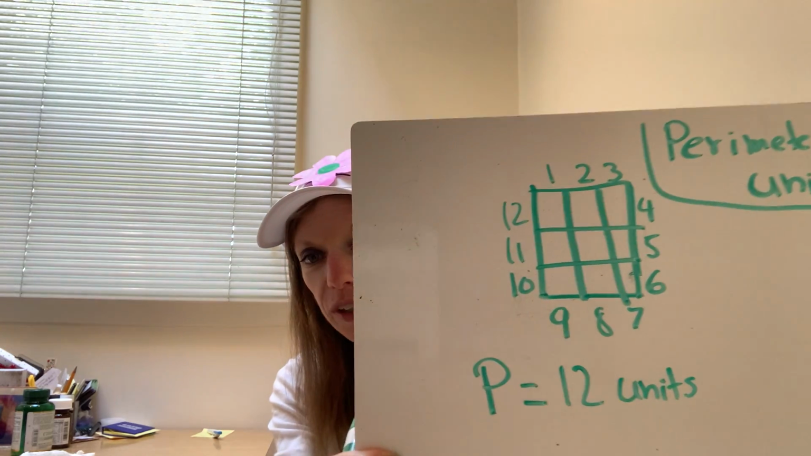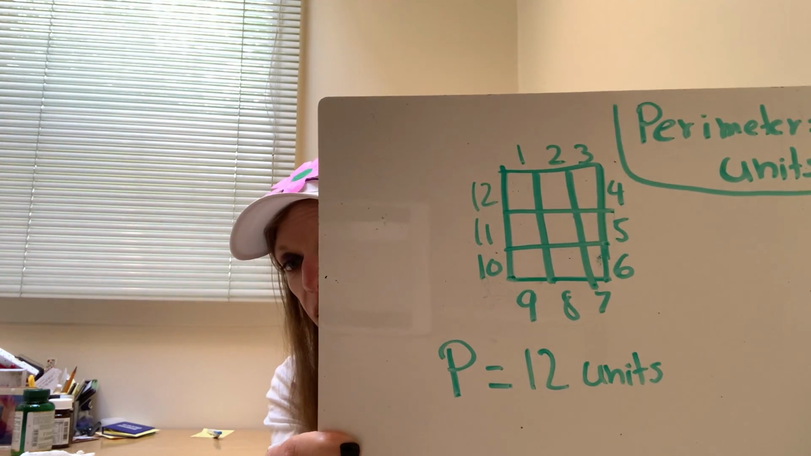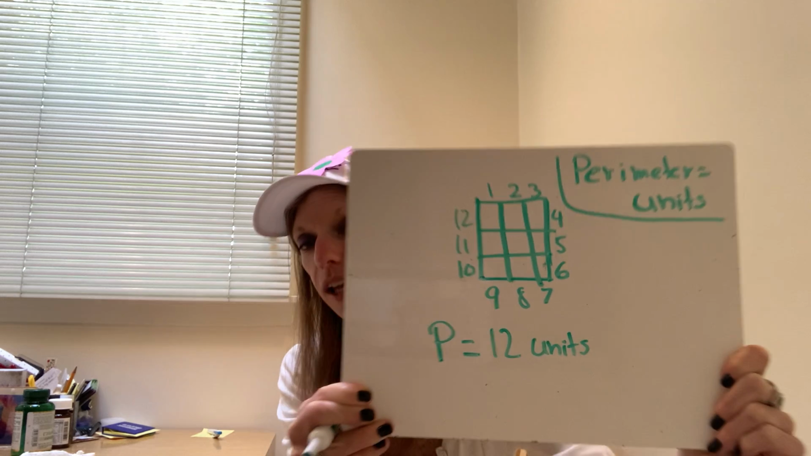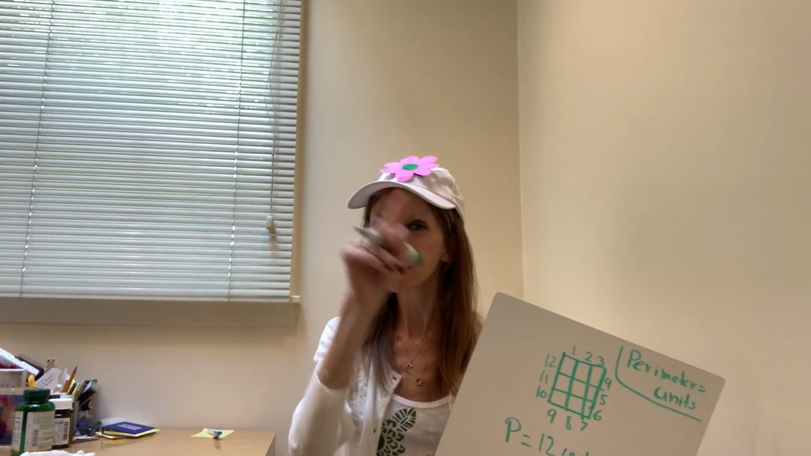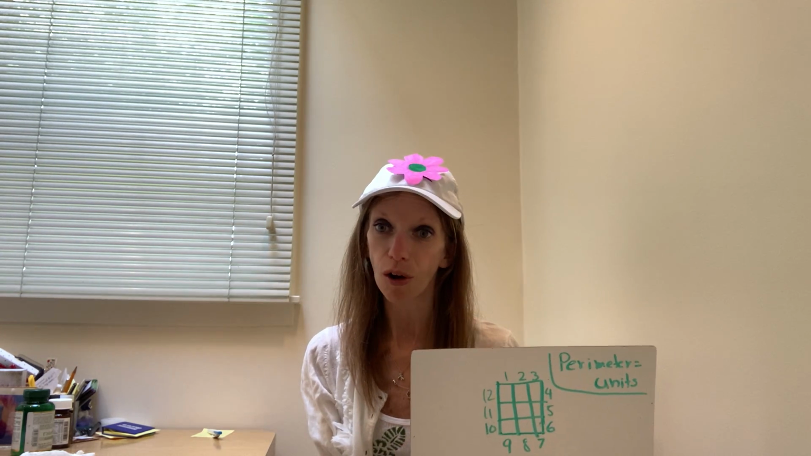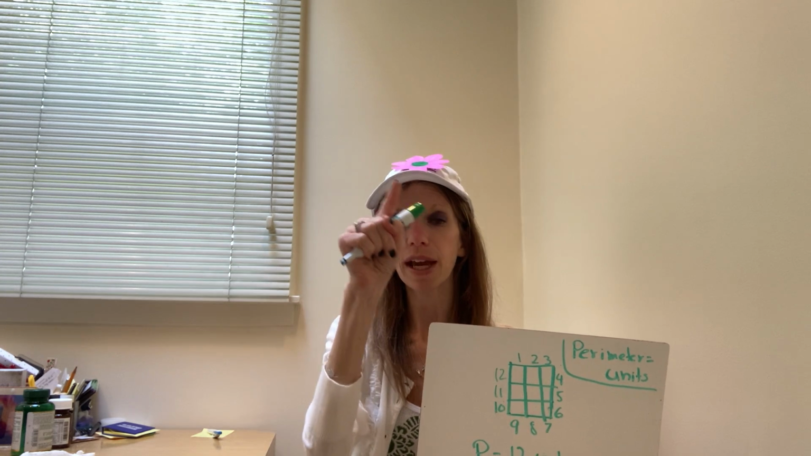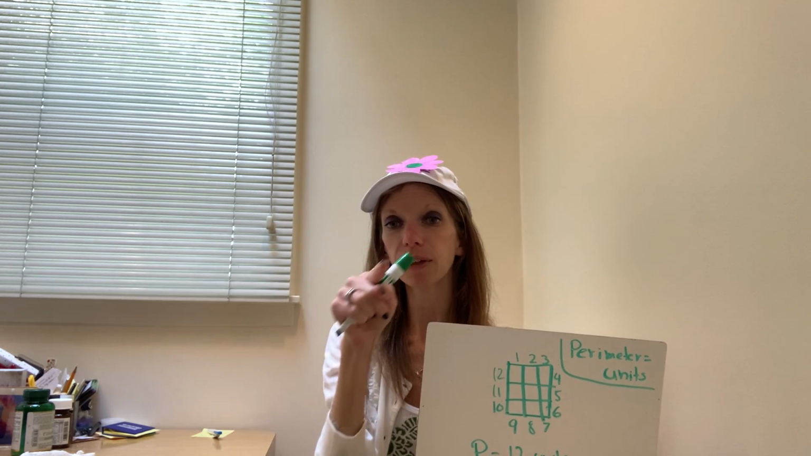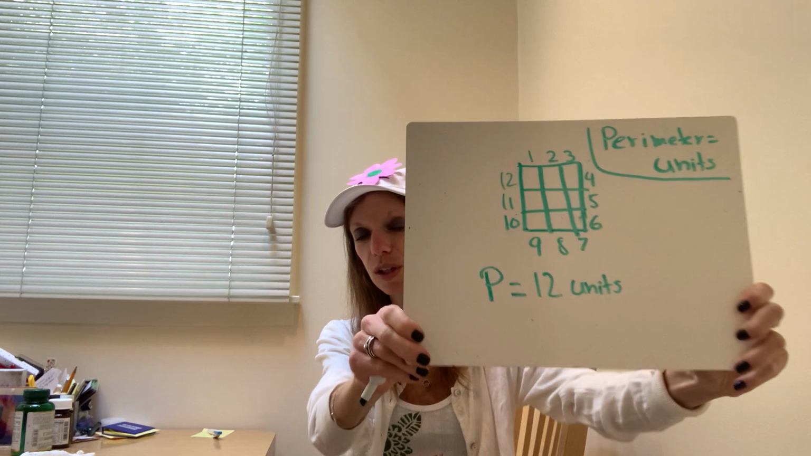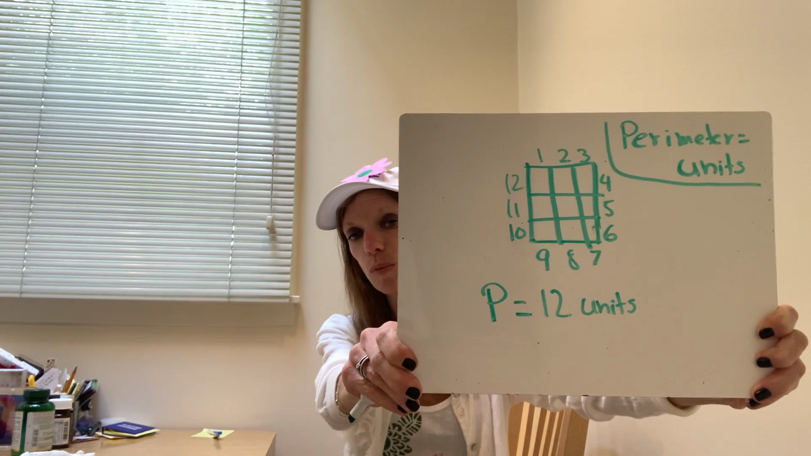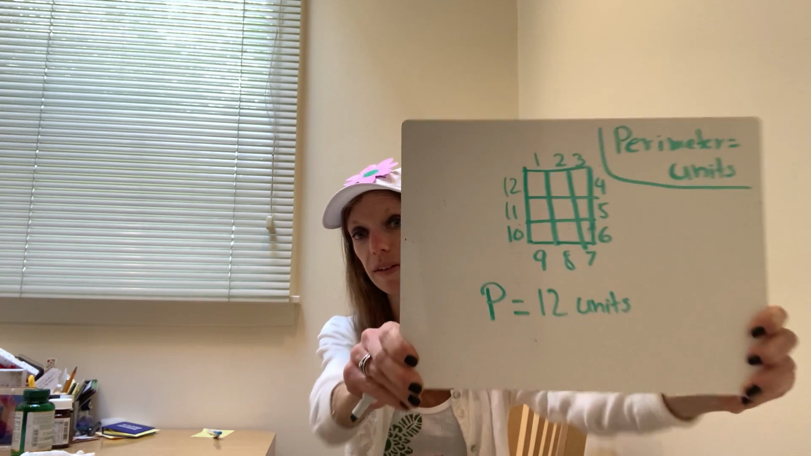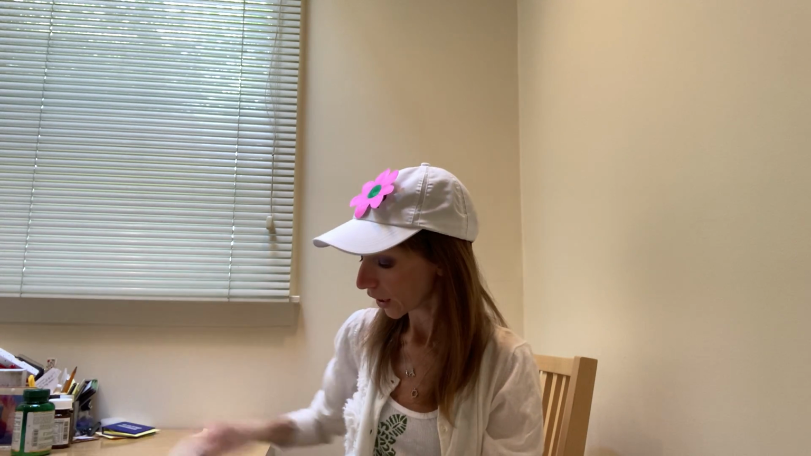Do you see how I numbered everything going around? That's what you need to do today. When you do your Google Doc, you don't have to type the numbers in because I know it can be hard and confusing, but make sure you count every little box going around, and then you can type in your answer of the perimeter equals 12 units, and make sure you label. Okay, let's try another one.